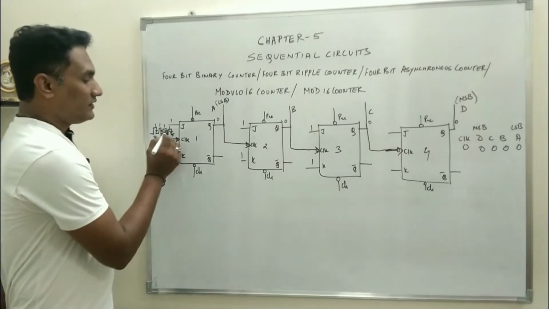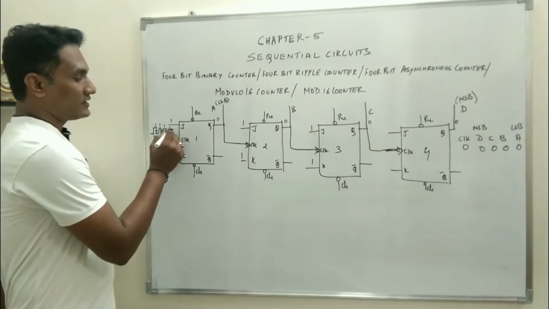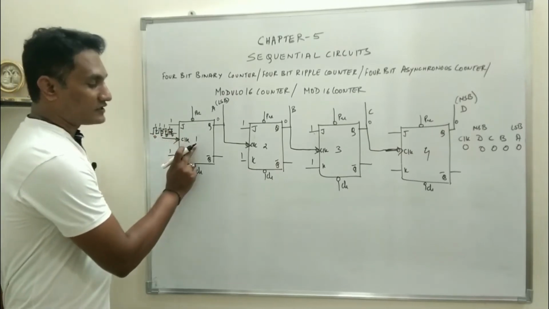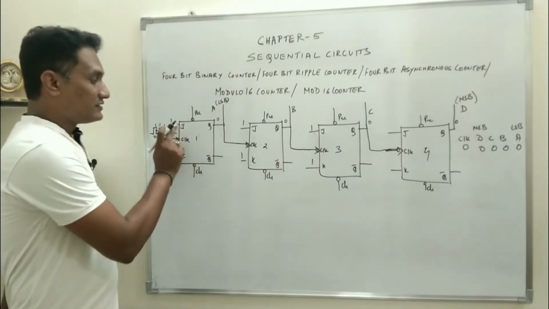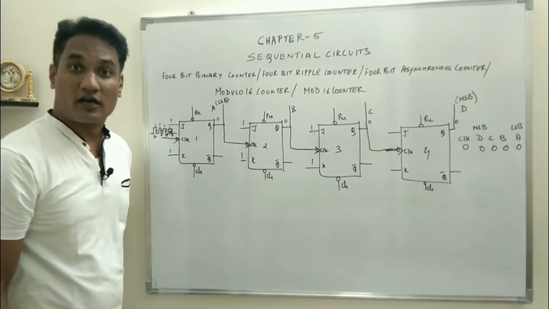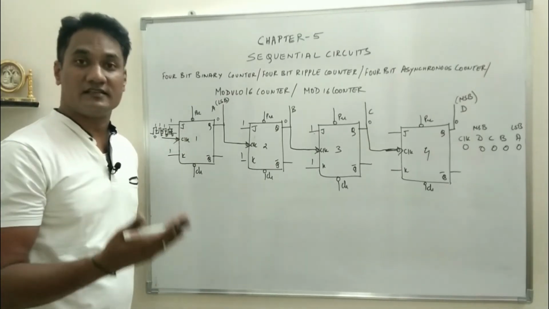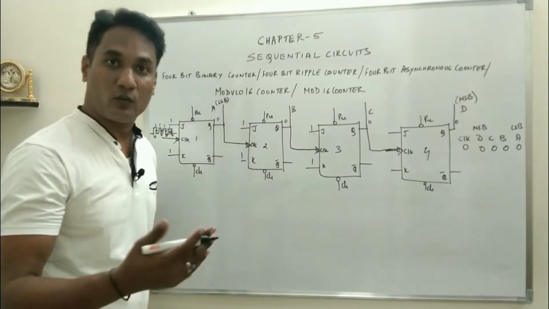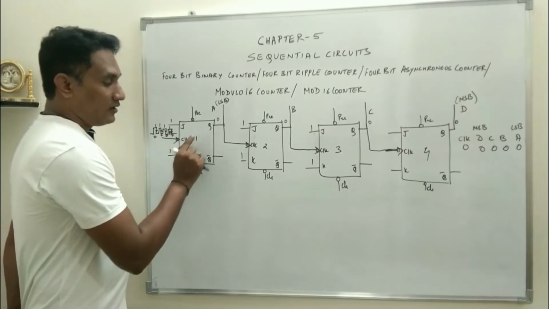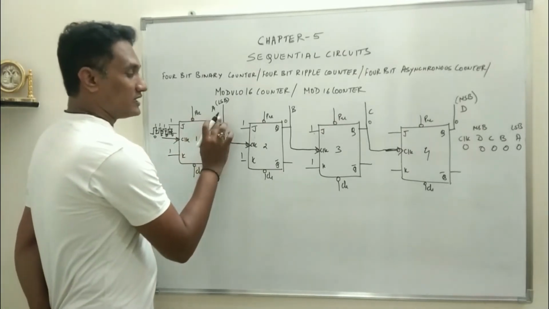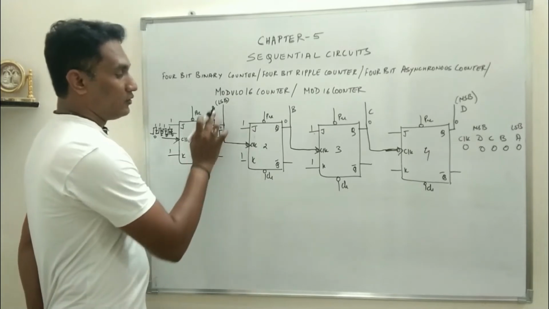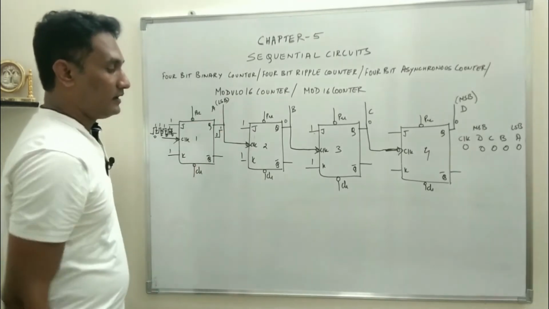And when you give the first clock pulse, when the first clock pulse goes from 1 to 0, the first flip-flop will trigger. As J and K are connected to 1, it will work in toggle mode. That means if it is initially reset, it will set to 1 once the clock pulse is given. So when the first clock pulse arrives, the first flip-flop changes from 0 to 1. A goes from 0 to 1.